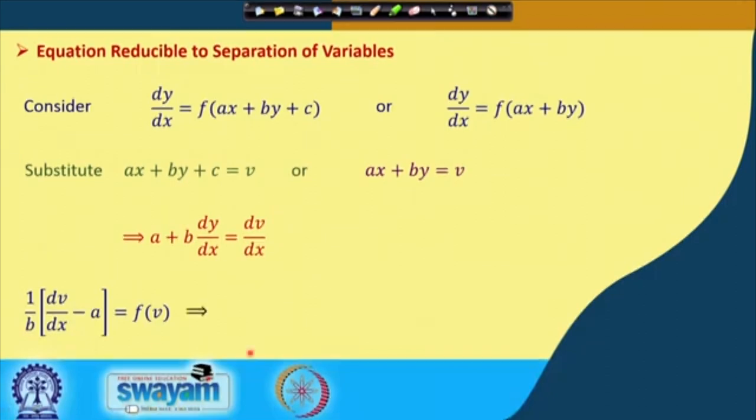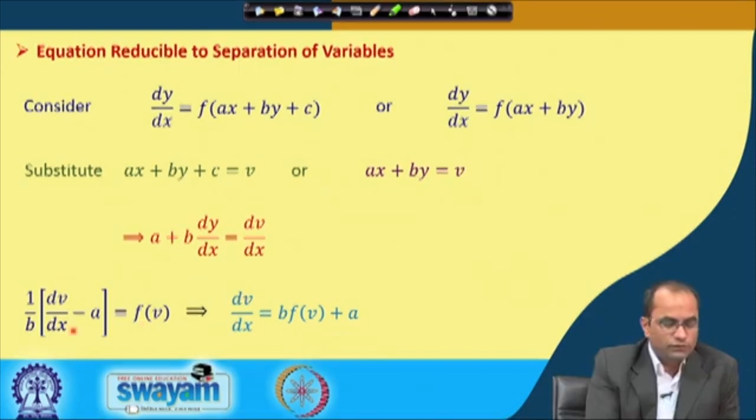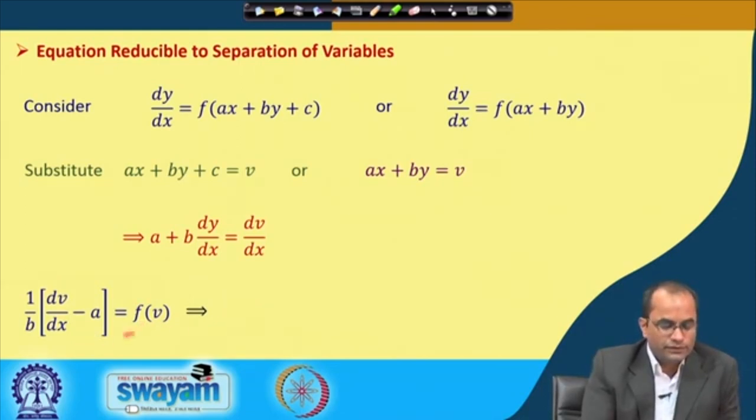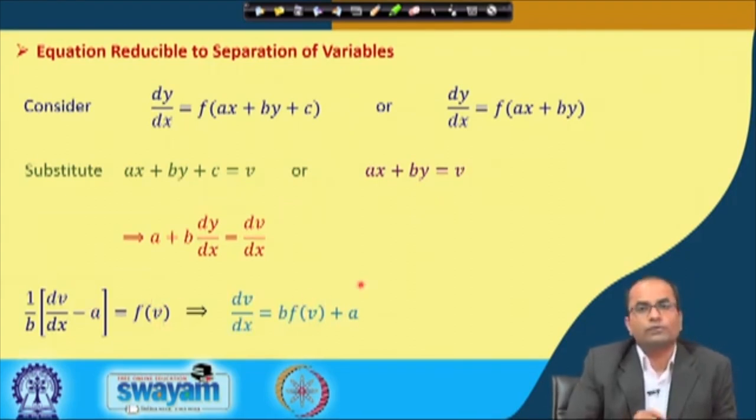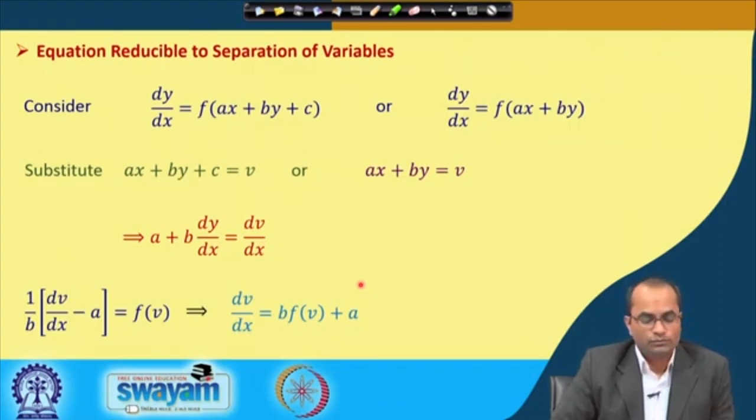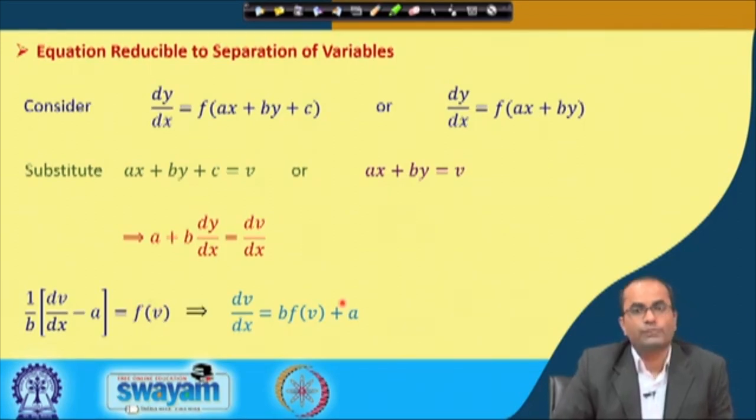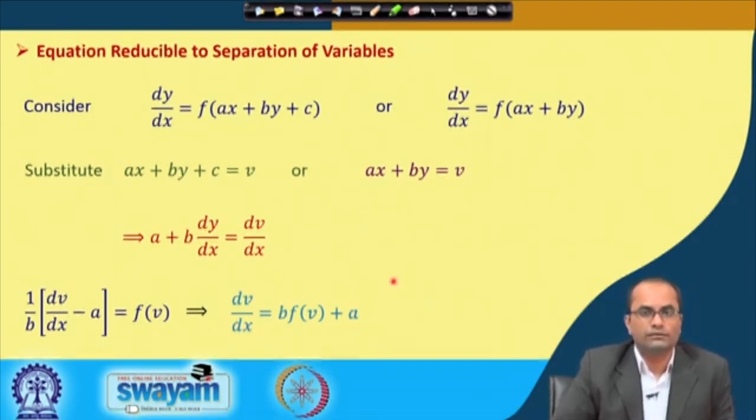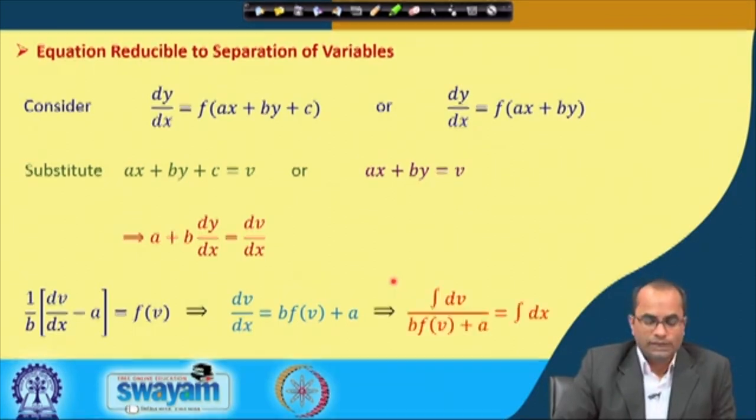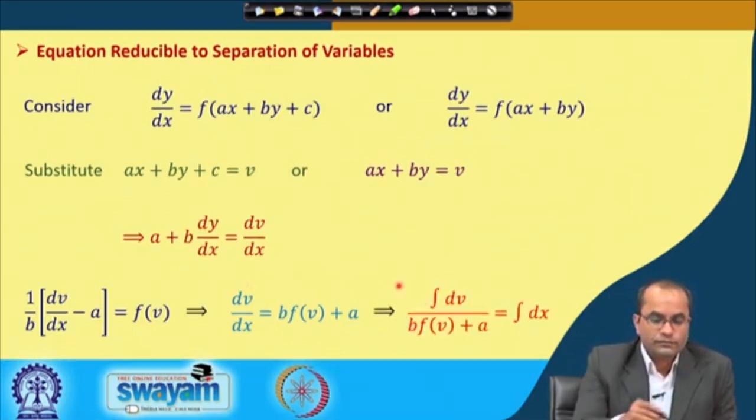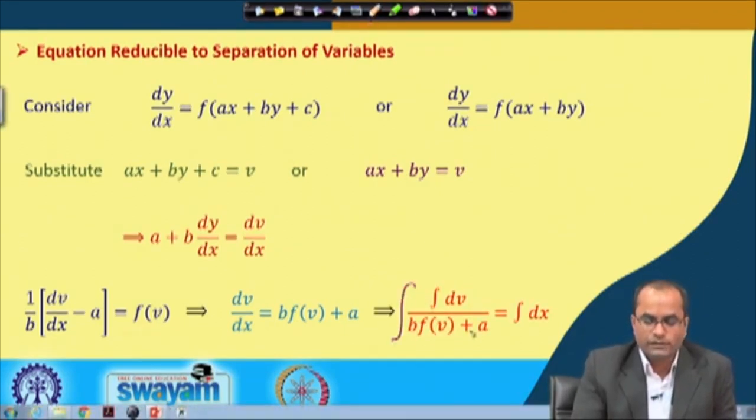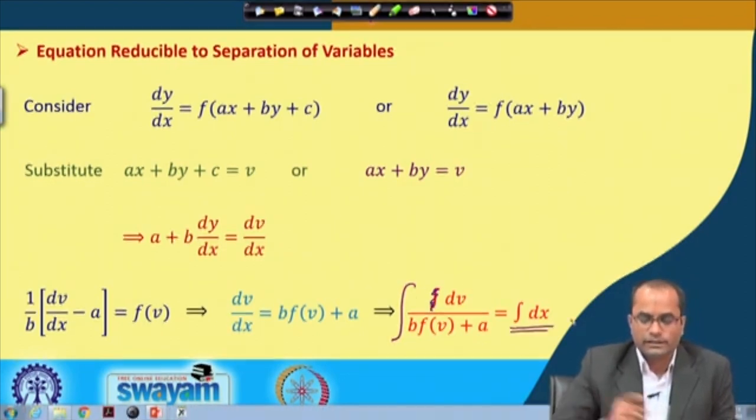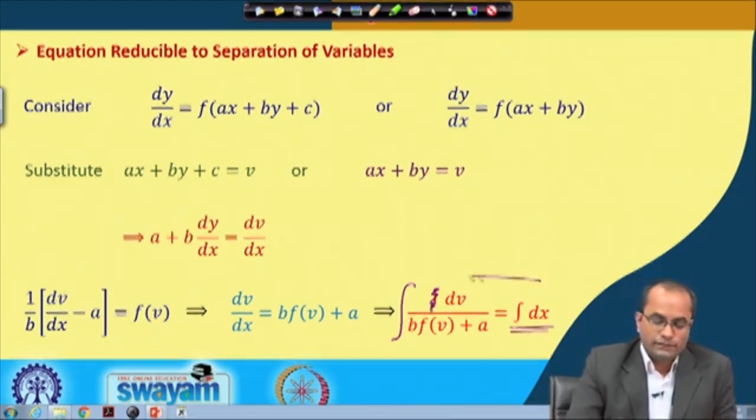Having this equation, we can rewrite it. We multiply by b first, and a goes to the right hand side, so dv over dx is equal to b times f of v plus a. Now this equation is in separable form, because the right hand side has only v, there is no x anymore. We can take everything to the left hand side and dx to the right hand side. We then integrate the integral of 1 over b f of v plus a with respect to v, and the right hand side is the integral of dx. So we have the solution.